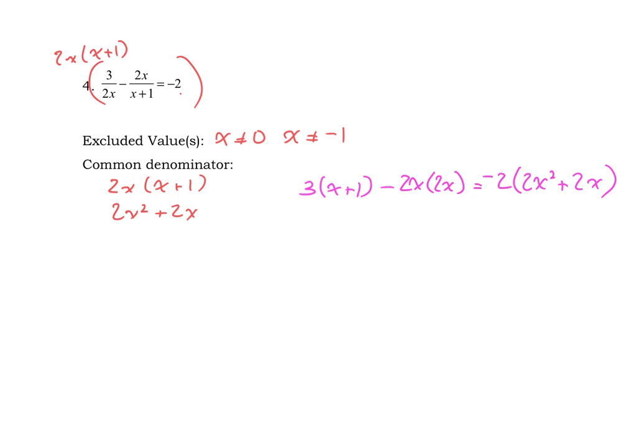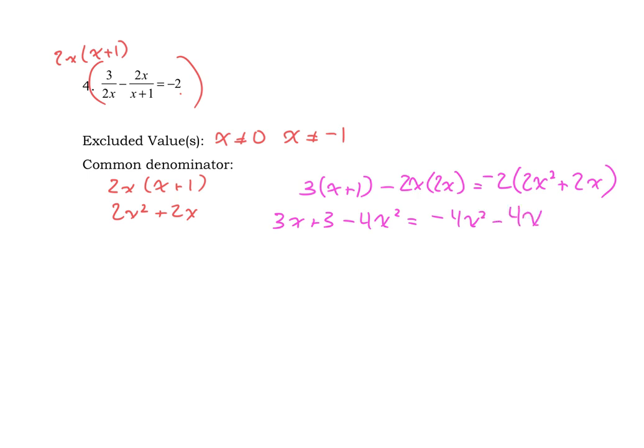So now we just have to solve. I'm going to distribute that 3 and get 3x plus 3. And then negative 2x times 2x is negative 4x squared. Distribute on this side and get negative 4x squared minus 4x.